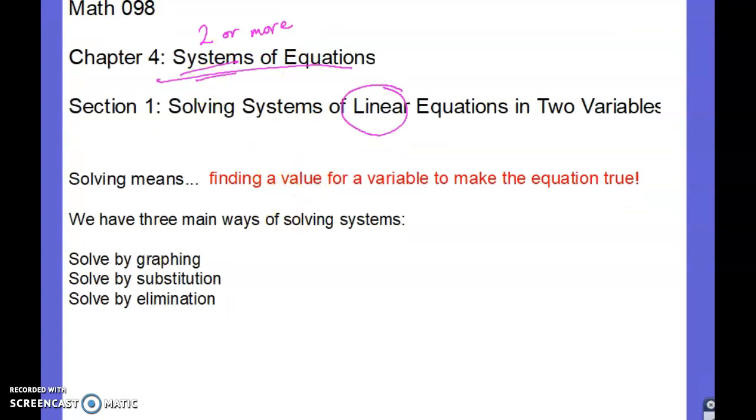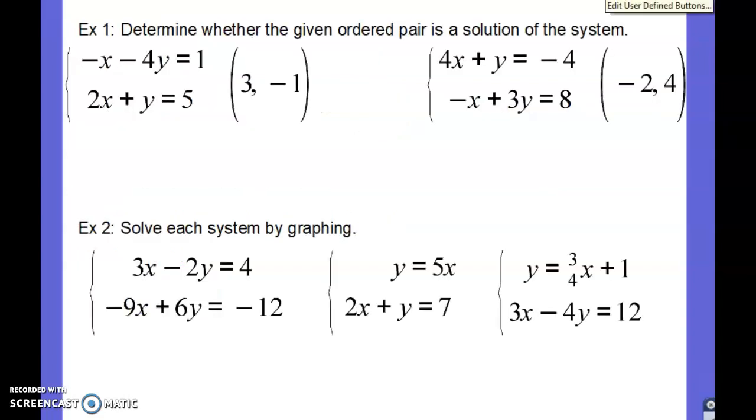Now we have three main ways of solving a system: graphing, substitution, and elimination. And as we learn these, I'm sure you'll remind yourself how you did each one of these. The first thing we're going to do is double check that the ordered pair is a given solution for the system. I know this looks weird, but there's supposed to be a brace over here to say, here's our system. And then what we're doing is testing if this point is the correct answer.